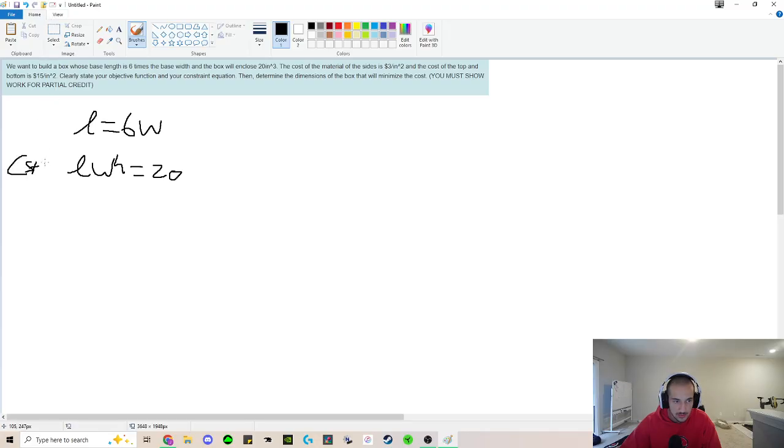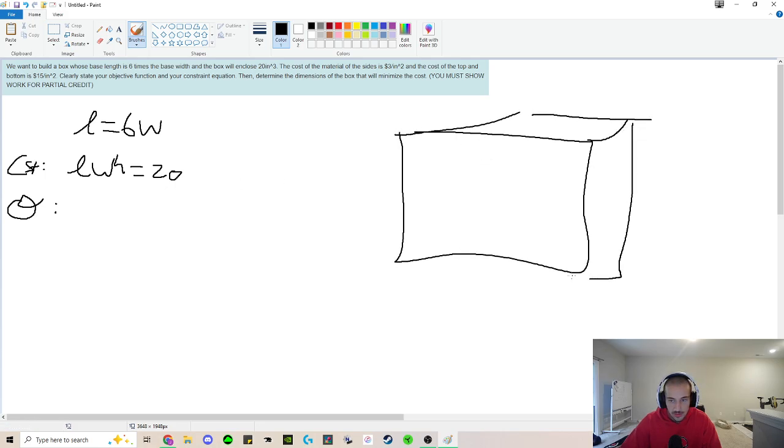And our objective function will be what? So if you look at your box here, this top part is going to be length times width. So you're going to have $15 for those, and it's going to be length width, plus now this face is going to be 3 length height, and then plus 3 width height, right? And this is going to be the total money that you're spending to build the box.